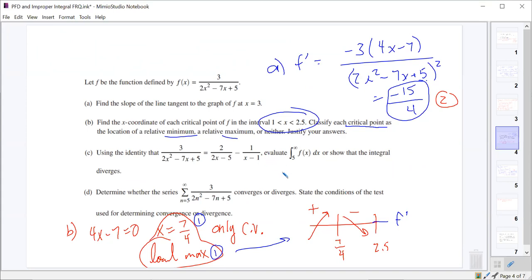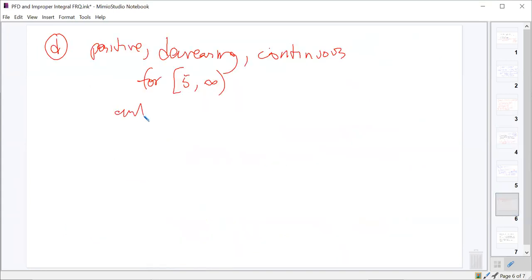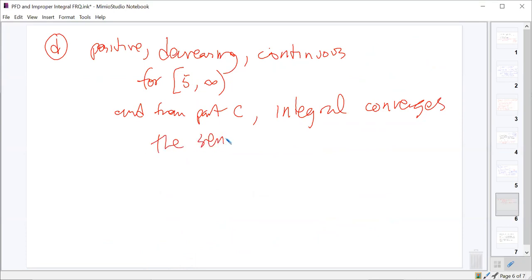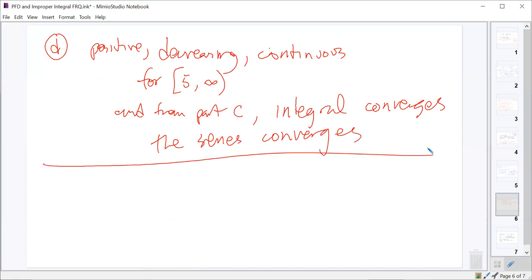We can say that since the integral converges, the series converges. And that is good enough right there for that one. That would give you both points. You could alternatively just use a direct comparison test if you wanted to.